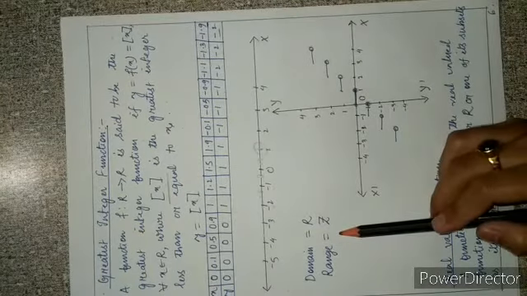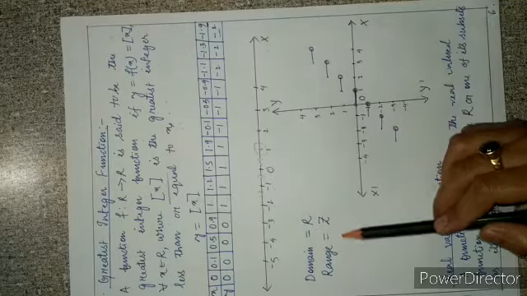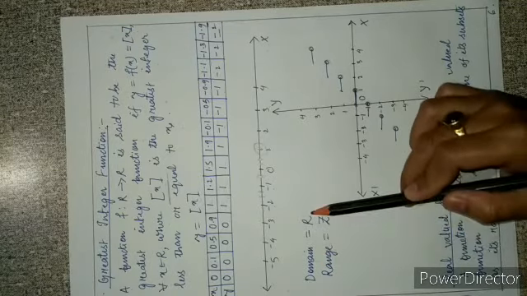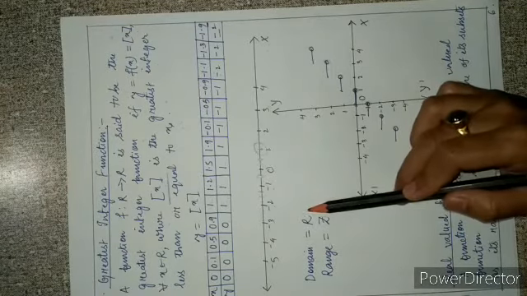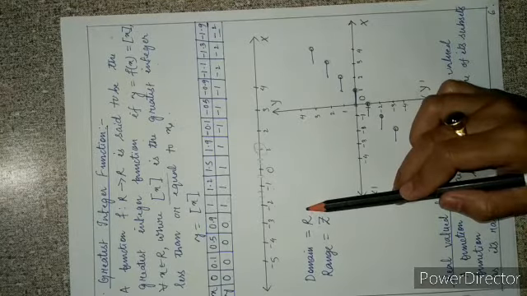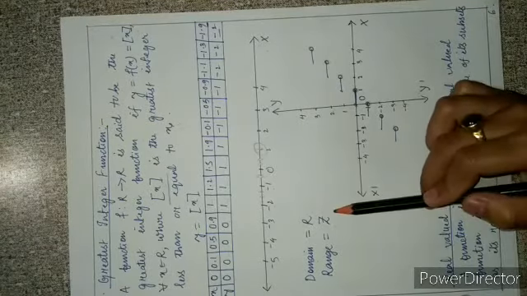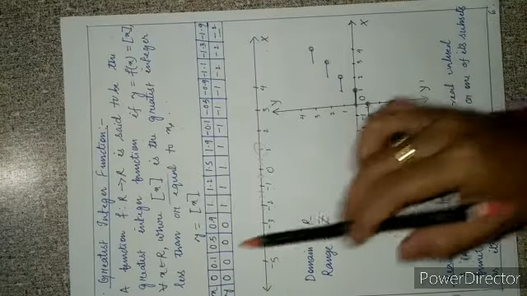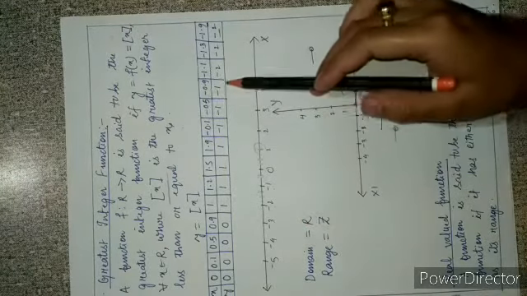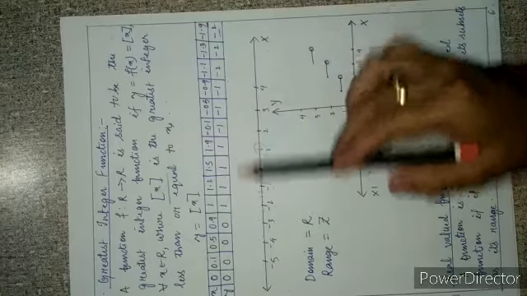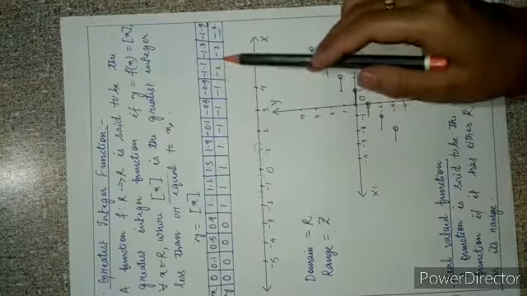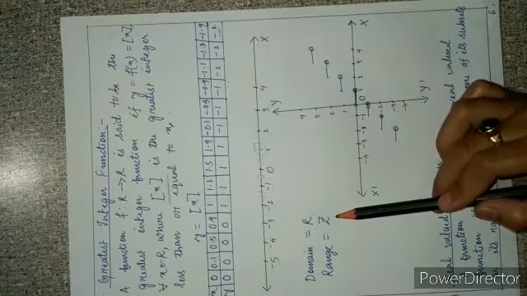Then write the domain and range of the greatest integer function. Domain of the greatest integer function is R. R means all the real numbers have their image. Range will be the set of integers. Set of integers means all the real numbers are mapping to integers.